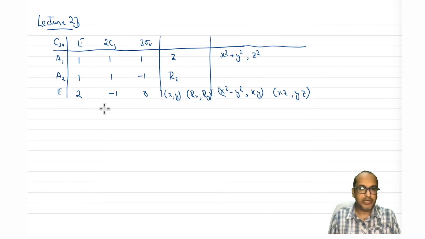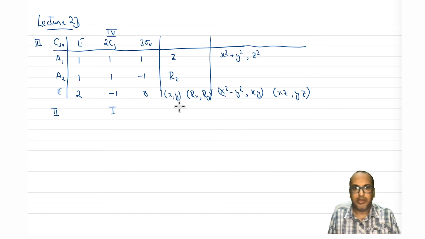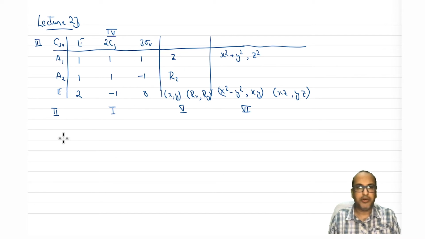Let us see. Let us divide this into different areas. Let's call this area 1, this area 2, area 3, area 4, area 5, and area 6. This is the case in most character tables; you will see it's divided into different areas. So let us talk about area 1 first.